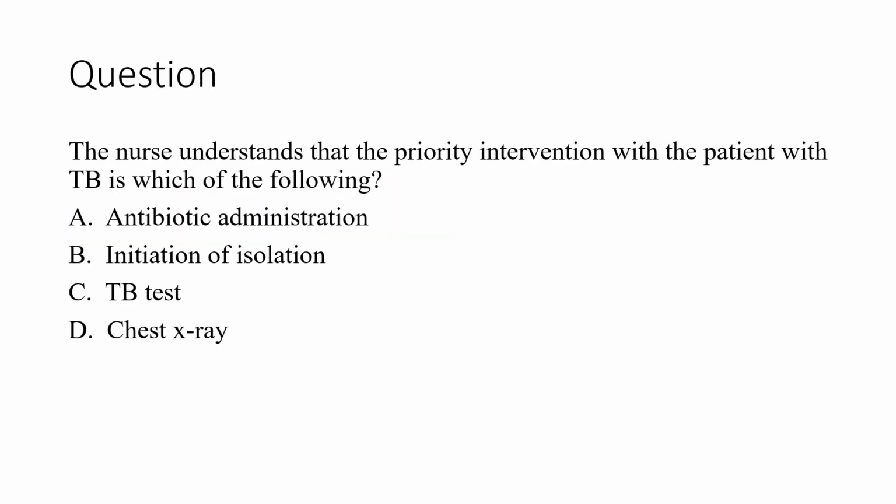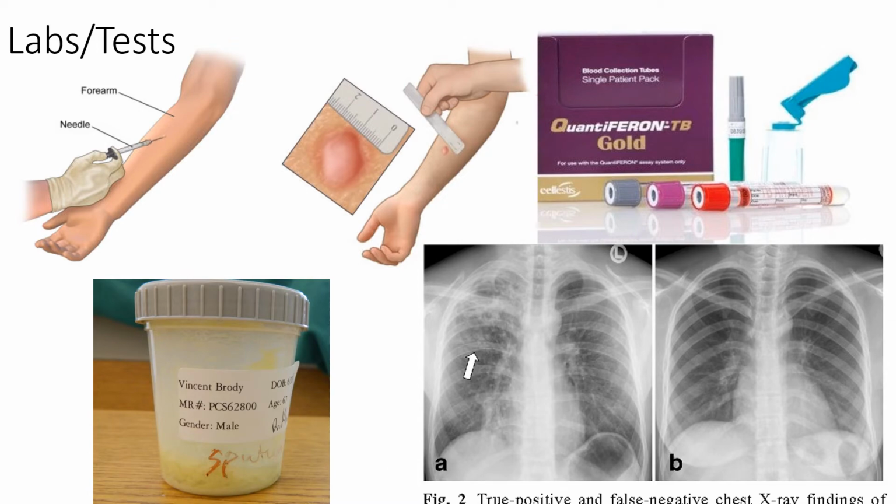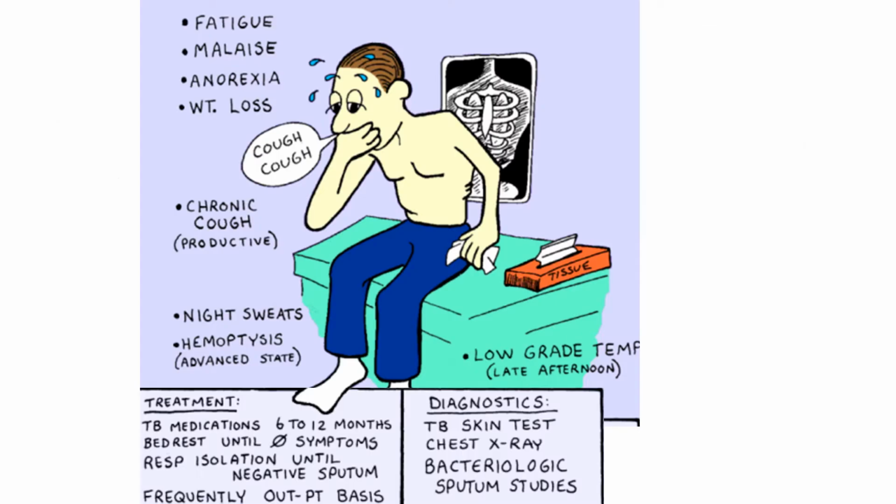Okay, so we have a question. The nurse understands that the priority intervention with the patient with TB is which of the following? A, antibiotic administration. B, initiation of isolation. C, TB test. Or D, chest x-ray. You're right. Initiation of isolation. Absolutely. 100% what needs to happen.